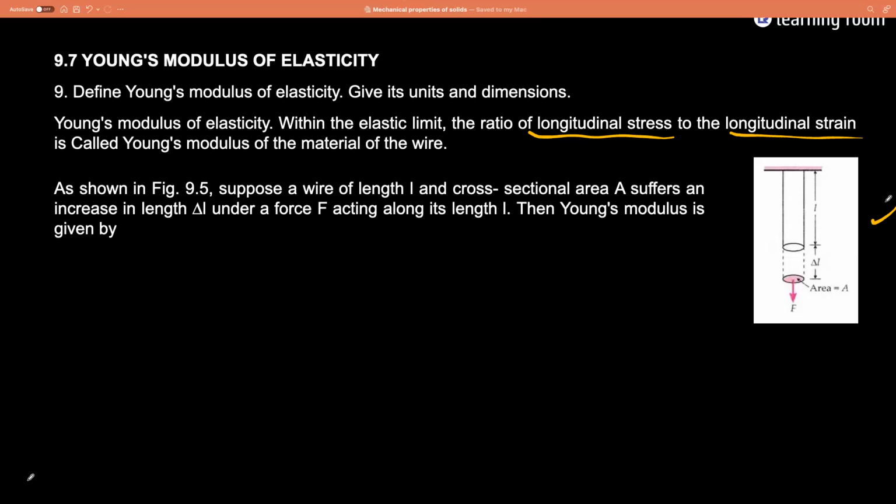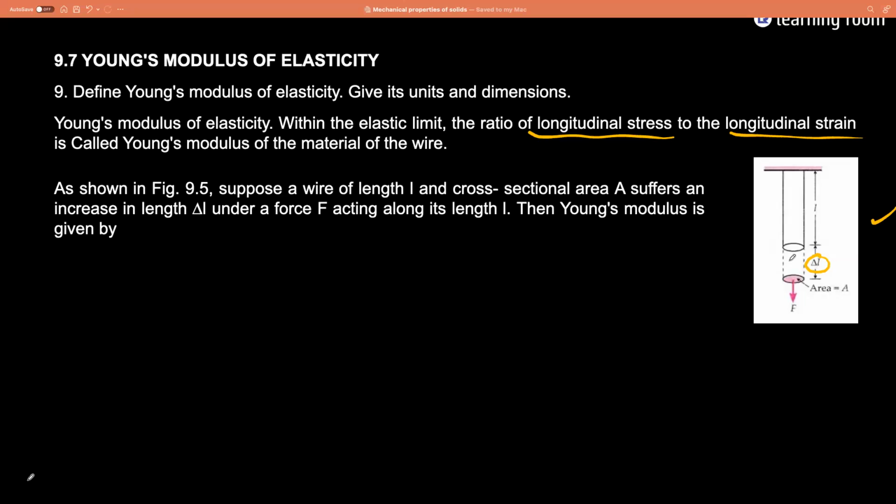There is a wire that is suspended from the ceiling, and there is another load connected on the other end, so that the load is applying the force in the downward direction. So what will happen to the wire? It will get elongated by a value of delta L, and let's say the area is A.